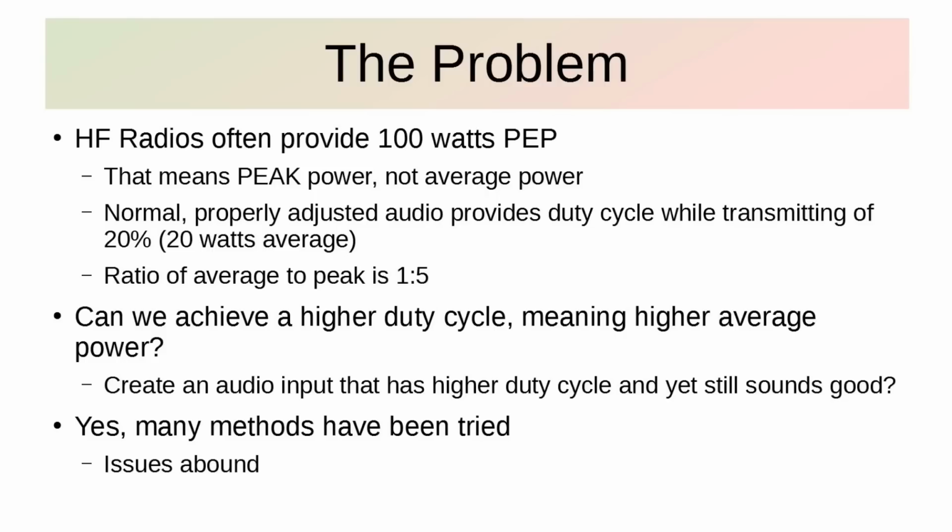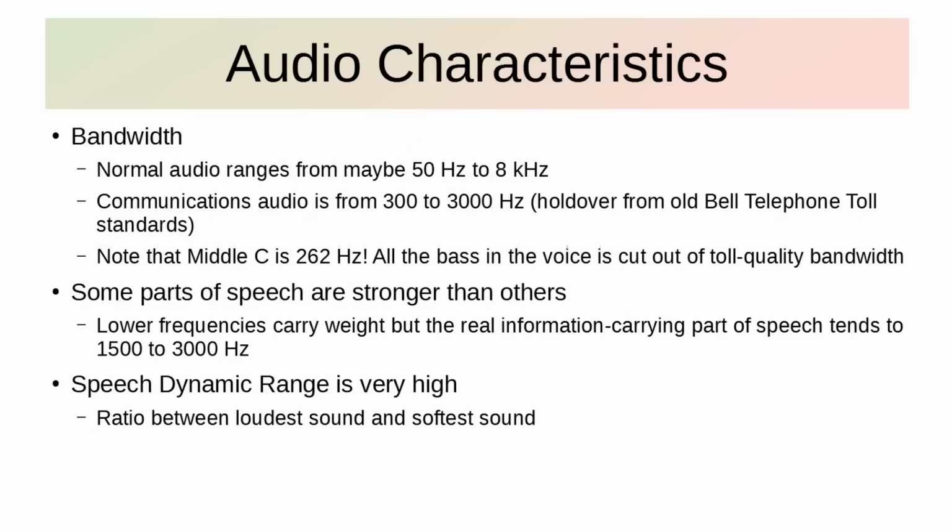Many methods have been tried. Issues abound, of course. Anything other than a fully linear transmit path is going to cause distortion. So if we are going to compress the dynamic range here and pump up the level of the low volume and keep the high level at 100 watts PEP, that means there's going to be a nonlinearity, which means there's going to be distortion. It's just the two go together. It's almost like defining the same thing, two sides of one coin.